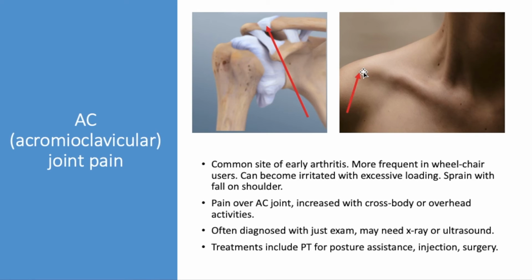If you do have this, you should have pain over the AC joint, and you should have pain that increases with cross body, so moving your arm across your body, or with overhead activities. Often this can be diagnosed just with a physical exam, but it's not uncommon to get an x-ray to really appreciate any arthritic changes in the joint, or ultrasound could be used as well.